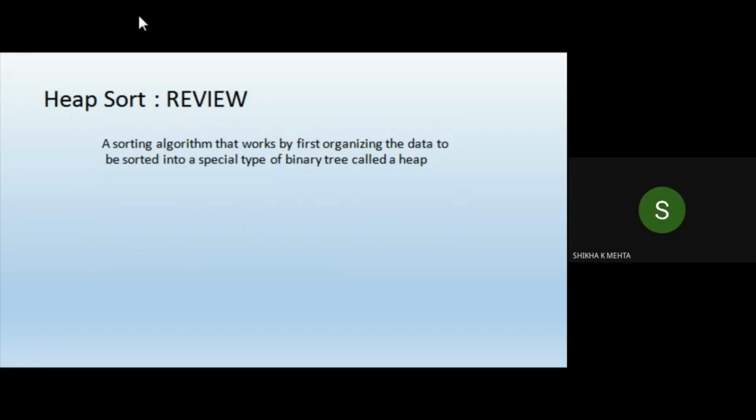When we say a non-linear data structure, the representation is in the form of a hierarchy, right? In this hierarchy we always have one root node. And when we say it is a binary tree, it has two child nodes: one parent node and two child nodes.